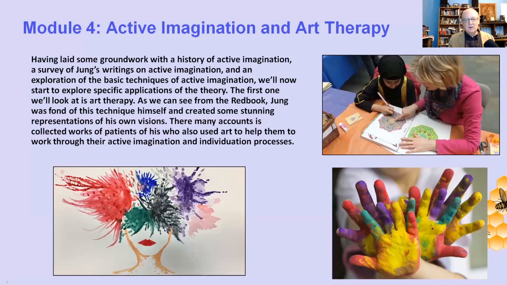So we'll start out looking at one of the most common approaches to active imagination, which is art therapy. And we'll look at how Jung worked with it. In our readings, there's a chapter called A Study in the Process of Individuation, where he worked with a woman who did a series of paintings. So we'll look a little bit at that, and also some modern adaptations of Jung's approach.